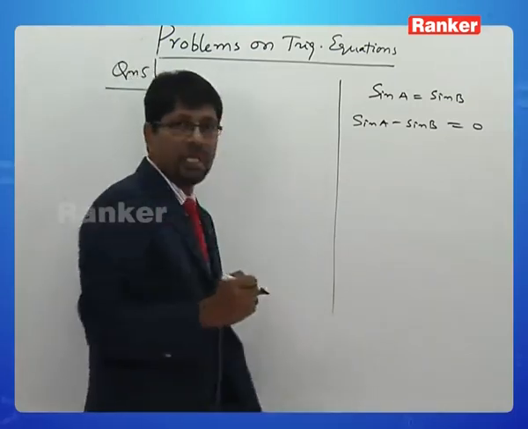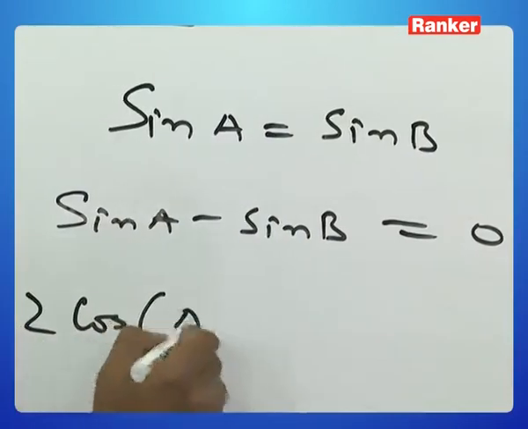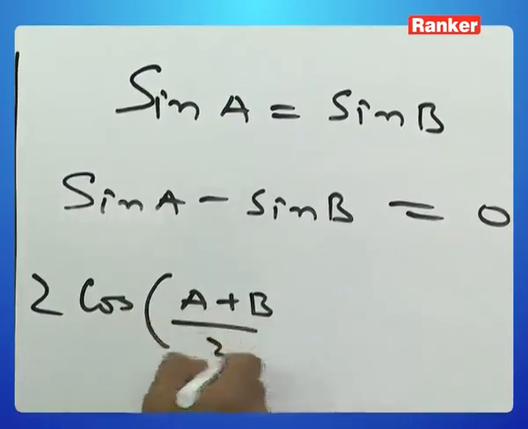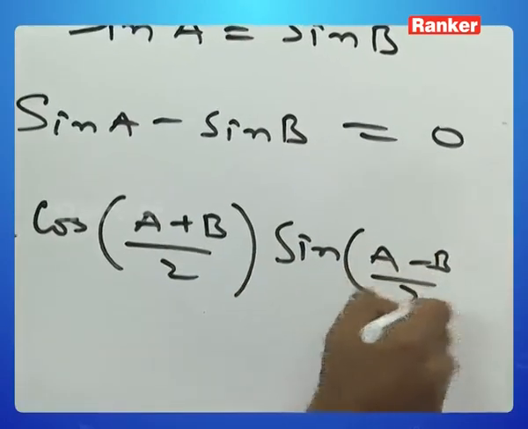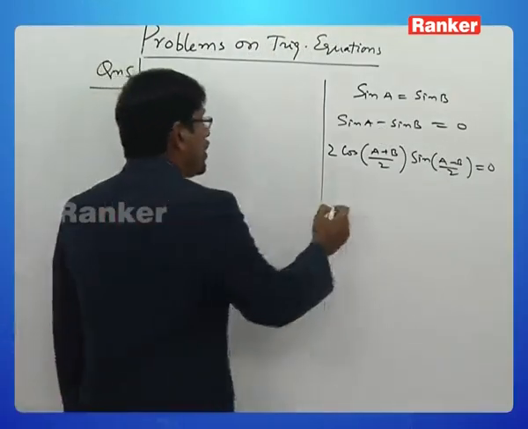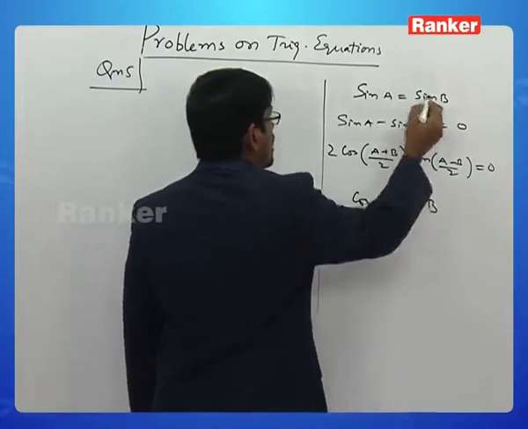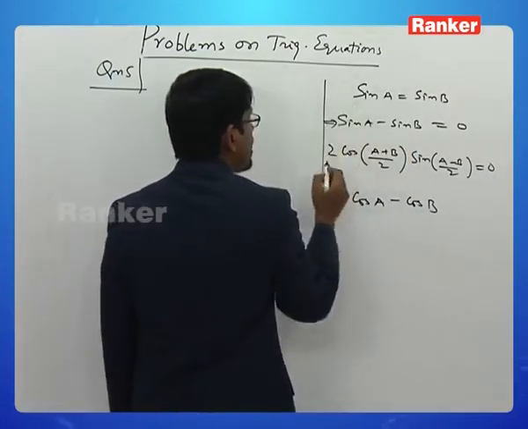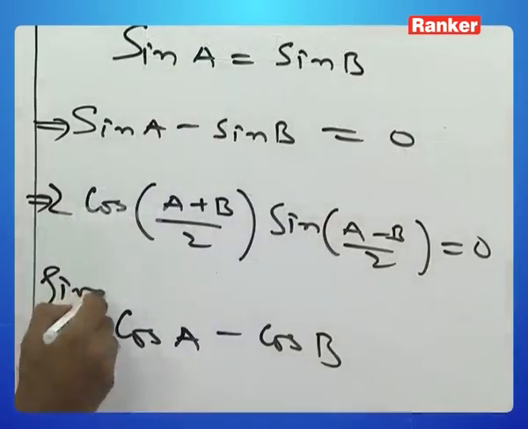But what is sin A minus sin B? 2 cos of (A plus B)/2 into sin of (A minus B)/2, which is 0. Let's keep it aside. Now we also have cos A minus cos B is 0. This is given. So what else is given? Cos A minus cos B is 0.